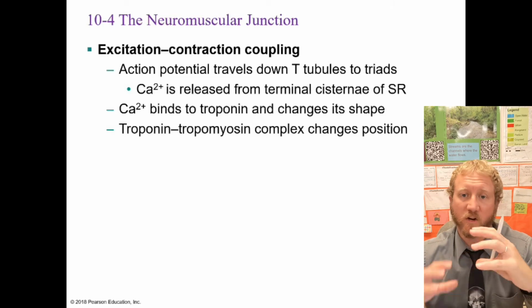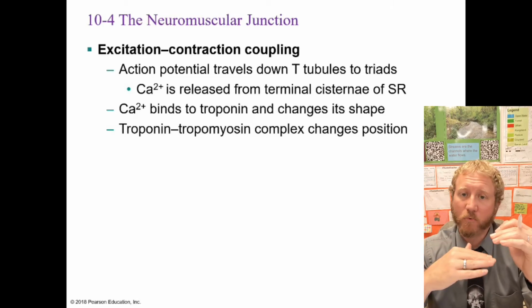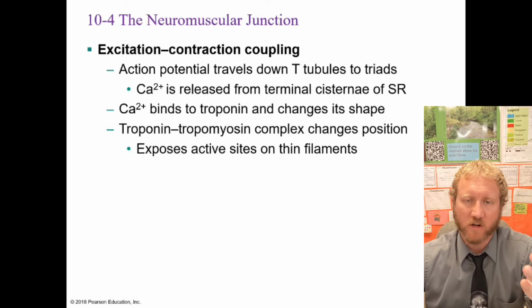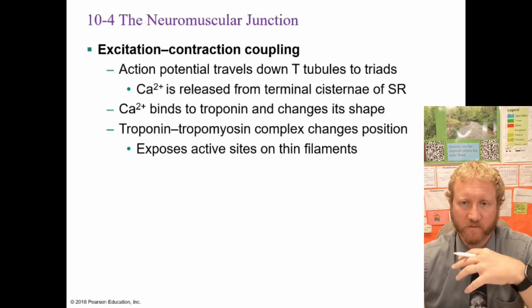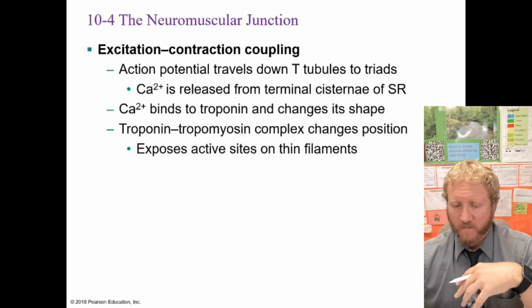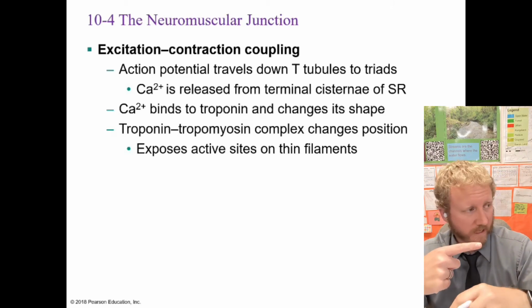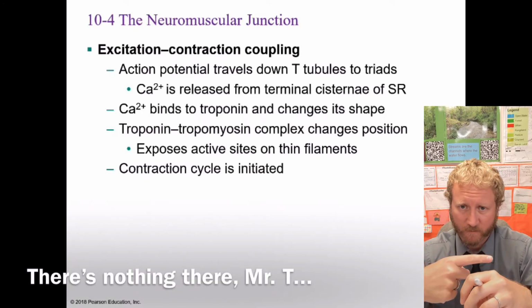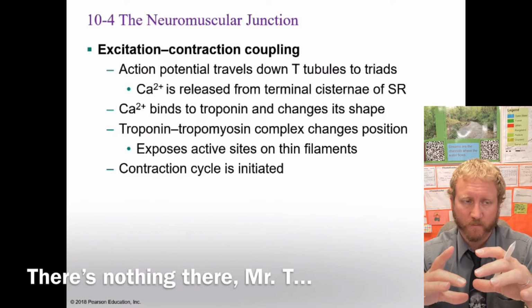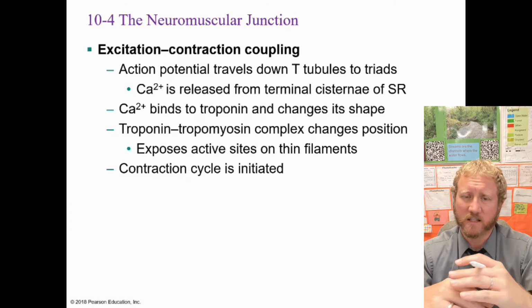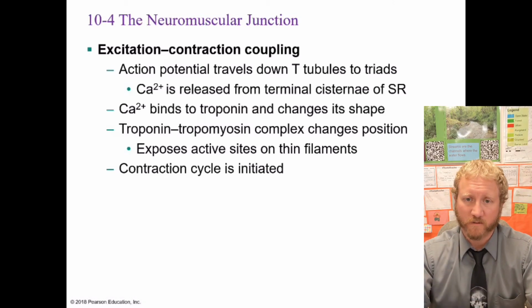which is going to cause troponin and tropomyosin, a complex together, to move. Their position is going to change, so that's going to open up active sites on the actin of the thin filament. That's going to initiate the contraction cycle. Now, here's an animation that we're going to watch that goes through this particular process. This is an intermediate step in the entire contraction process.